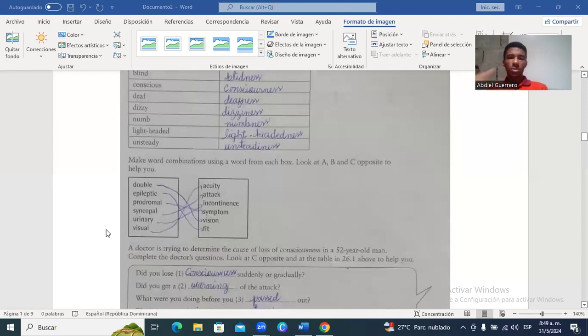Make word combinations using a word from each box. Look at A, B, and C opposite to help you. Double vision. Epileptic fit. Credible symptom. Sick bug. Attack. Urinary incontinence. Visual acuity.